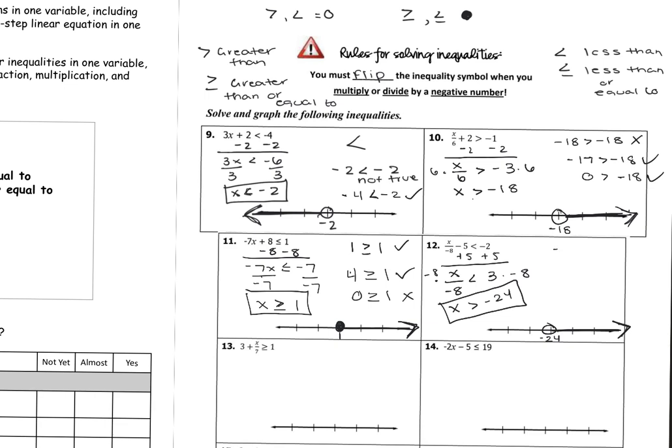Again, if we were to plug negative 24 in, we see that negative 24 is not strictly greater than negative 24. But if we pick values such as negative 20, it's definitely greater than negative 24. 1 is greater than negative 24, so on and so forth.